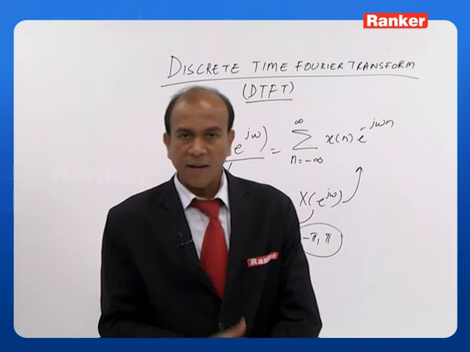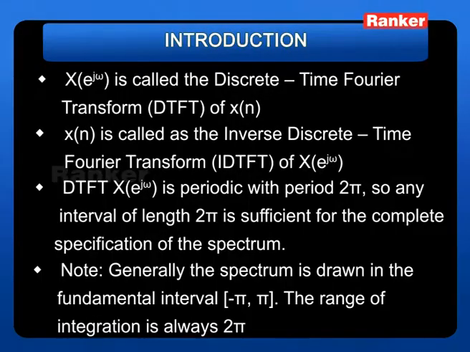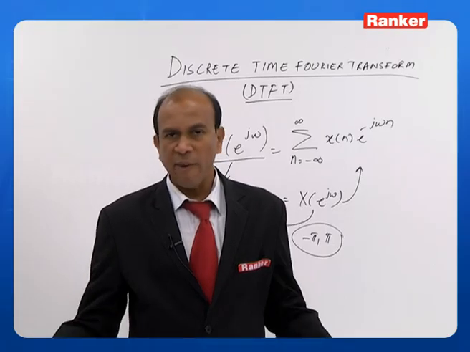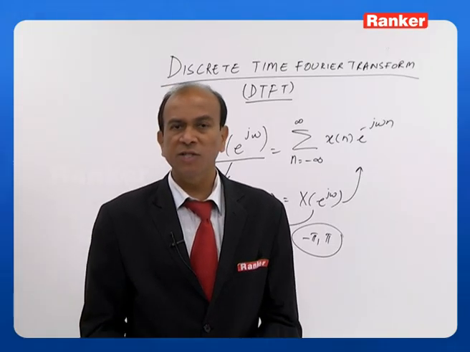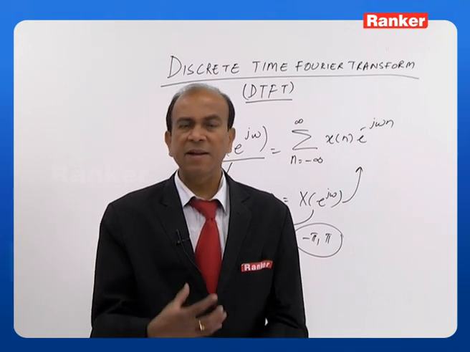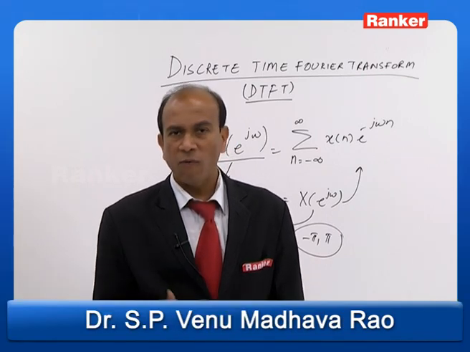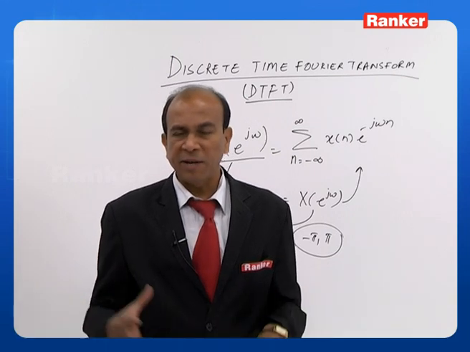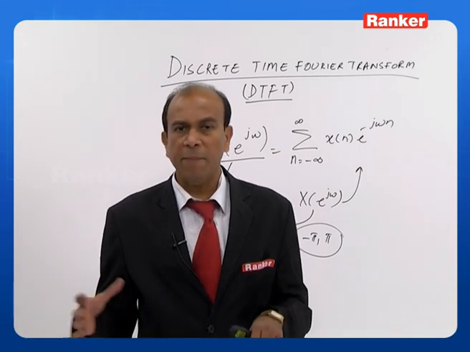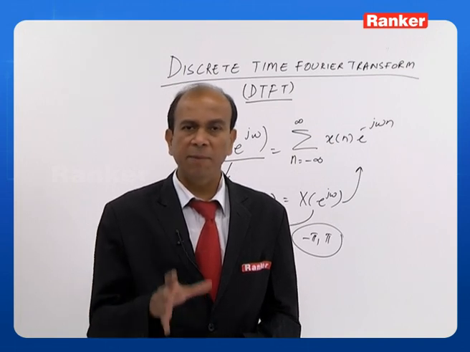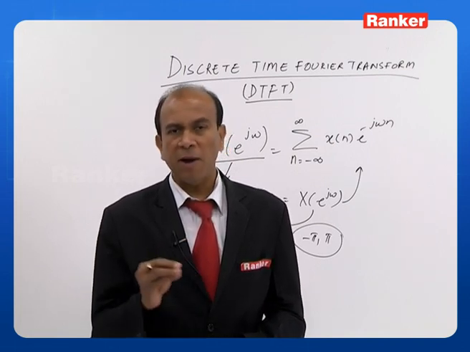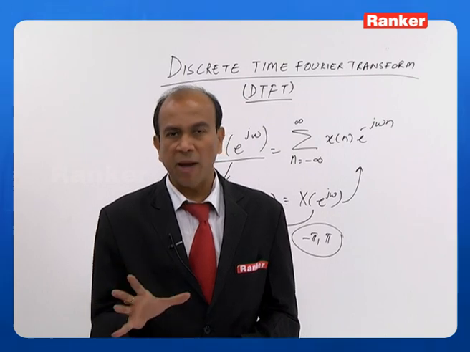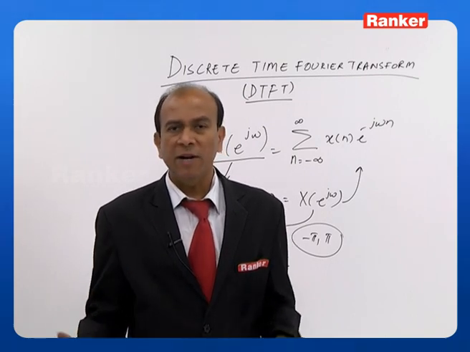I will just read that explanation which I have done. DTFT X of e to the power j omega is periodic with a period 2 pi. So, any interval of length 2 pi is sufficient for the complete specification of the spectrum. You have a big spectrum that extends from minus infinity to plus infinity, but it is getting repeated with a period of 2 pi. Once I can draw a spectrum on the limit 0 to 2 pi, then the rest is a repetition of that. So, the whole representation can be done in the interval of minus pi to pi, the integration is minus pi to pi, or it is limited to a period of 2 pi.